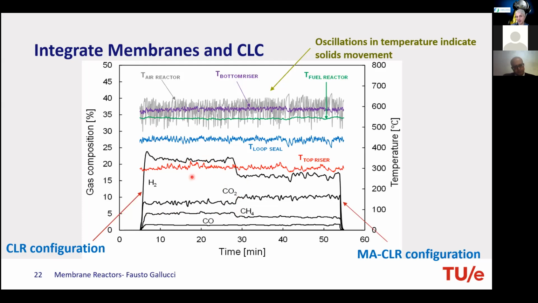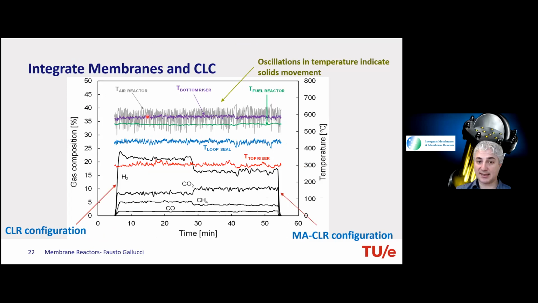Then what you see in this graph is that you have also a lot of fluctuations. And normally when you have fluctuations, it's not very good for your system, but in this case it's very good for us, because this fluctuation in temperature is telling us that the solid is passing in that point. And if the solid is passing in this point, where this thermocouple is, then it's basically going to the other reactor. So you have the circulation of the solid. The moment that this temperature is uniform, like the green one, then it means that the solids are not moving. So you don't have chemical looping anymore. So these are a few examples of experiments.